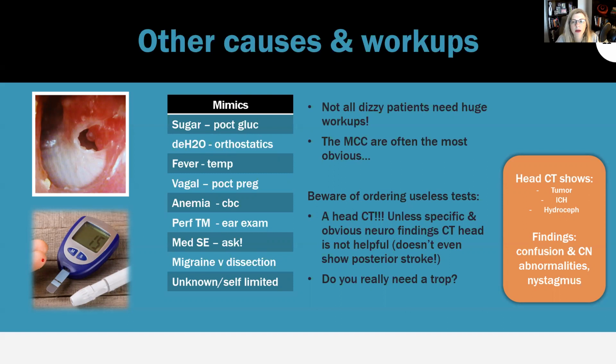Let me explain. If you have a patient who's coming in who just feels dizzy, can't quite explain it, but you know that they're a diabetic, one of the most obvious causes of dizziness in this patient is low blood sugar. So you should probably get a point of care glucose. You don't necessarily need to do a workup for BPPV or a posterior stroke, right? We need to remember that common things are common.